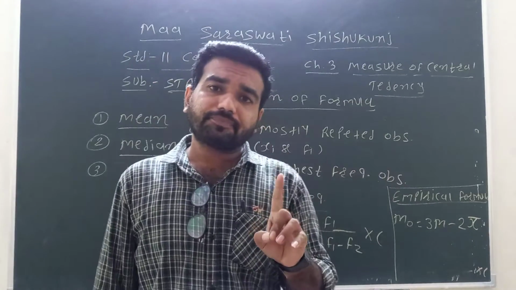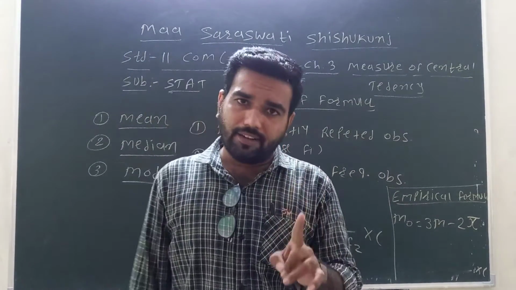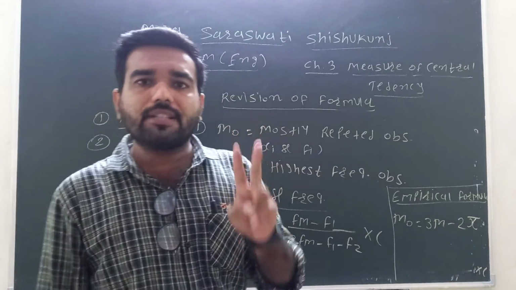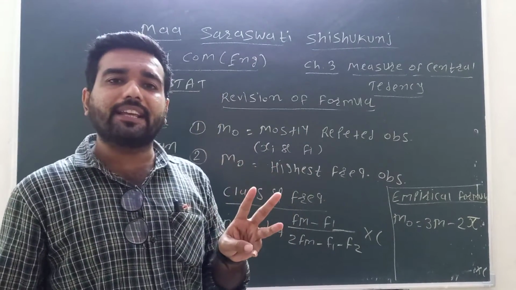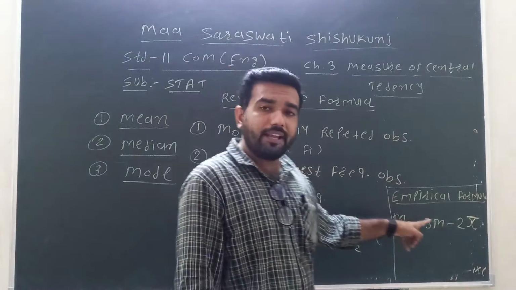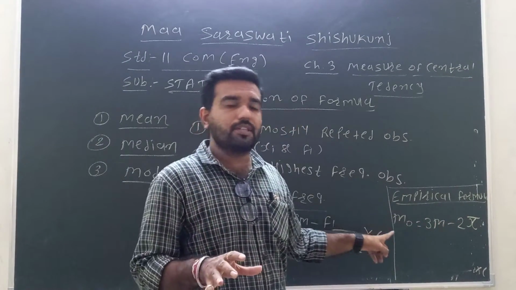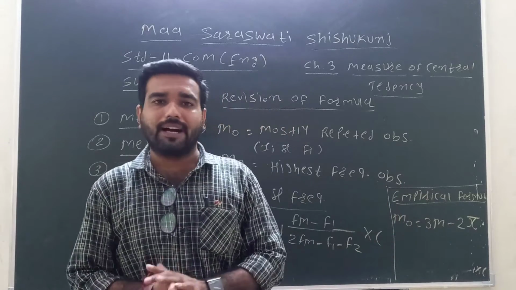Okay, so there are three conditions. First, when the class length is unequal; second, when the highest frequency is repeated more than one time; and third, when an open-ended class is given. Then we will use the empirical formula to find the mode: MO is equal to 3M minus 2x bar.